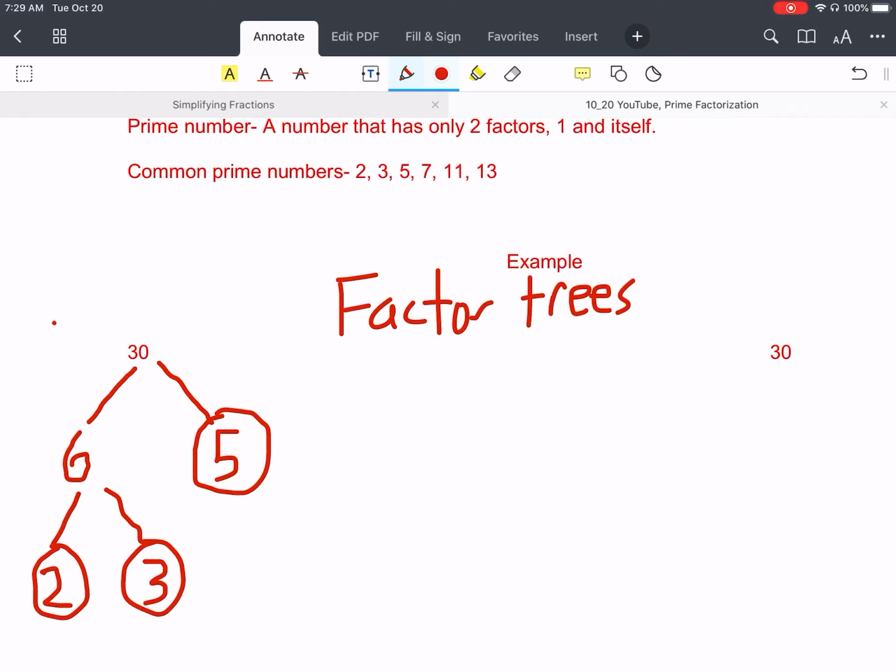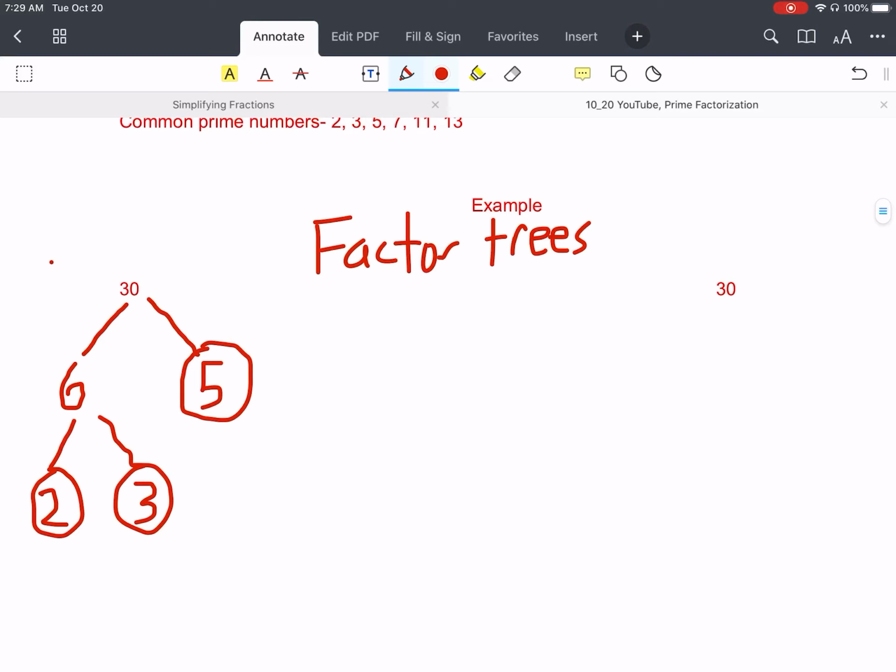Now that I have all of my bottom numbers circled, I don't have any more numbers to break apart. I can write the prime factorization. And I write my numbers from least to greatest. So the prime factorization of 30 is 2 times 3 times 5. And if we redid the math, we could say that 2 times 3 is 6, and 6 times 5 is 30. So we'll always end back up at our correct answer.